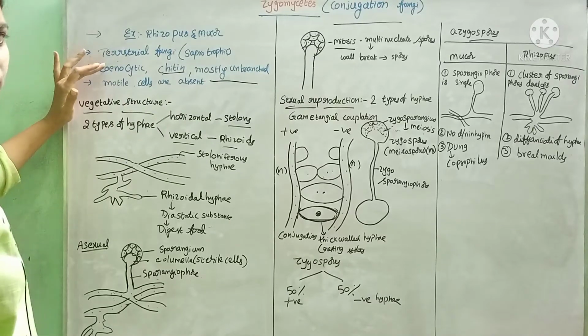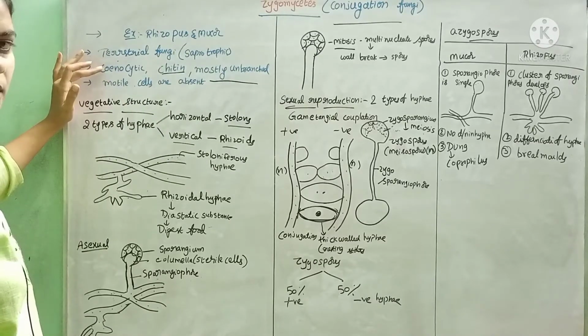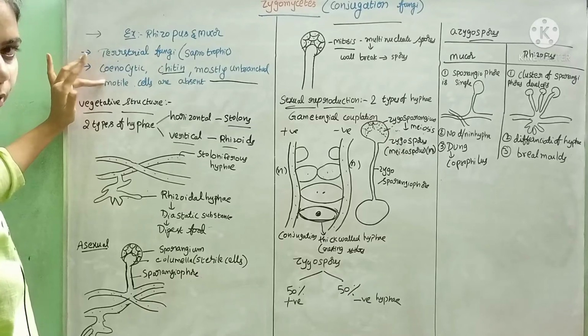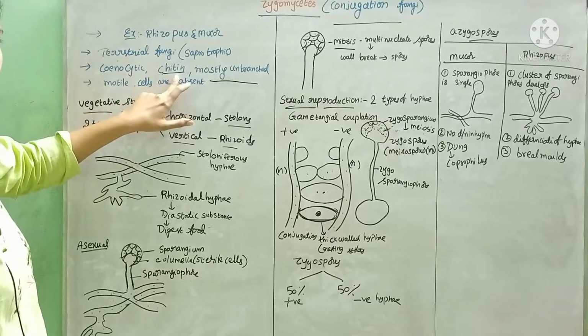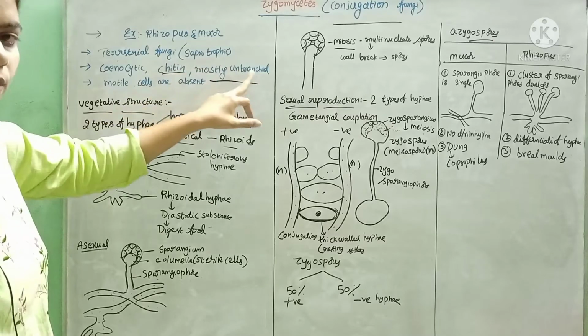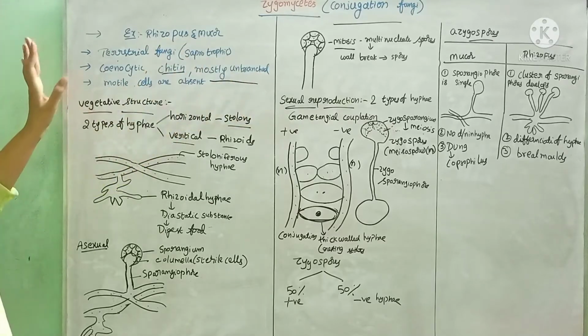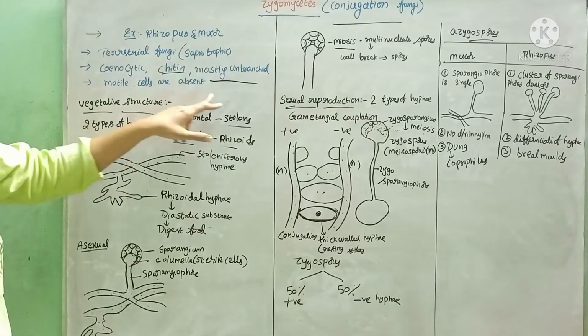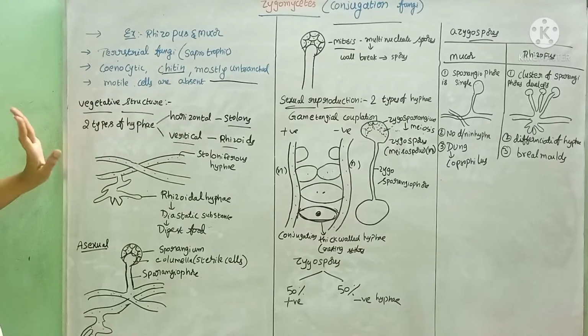If you see the structure of hyphae, they are cenocytic, meaning they are aseptate and multinucleated. The hyphal walls are made up of chitin, and mostly they are unbranched, no branches occur. In its life cycle, no motile cell is seen.